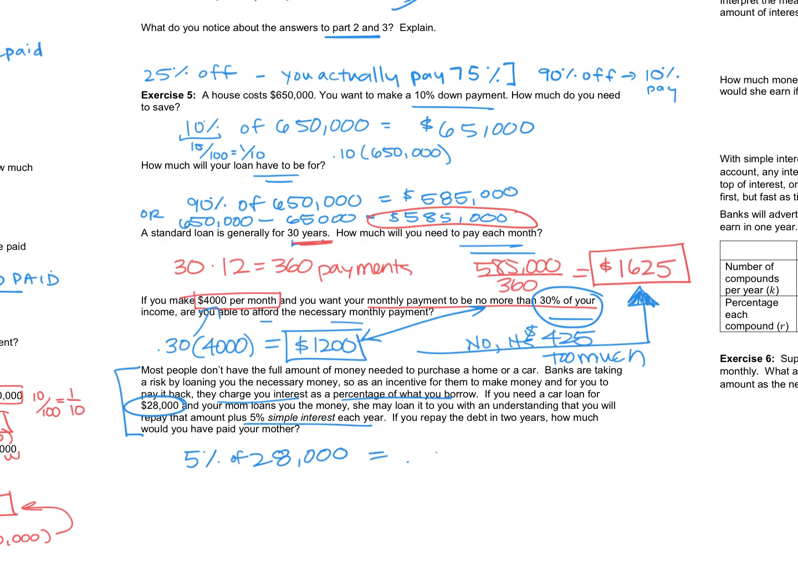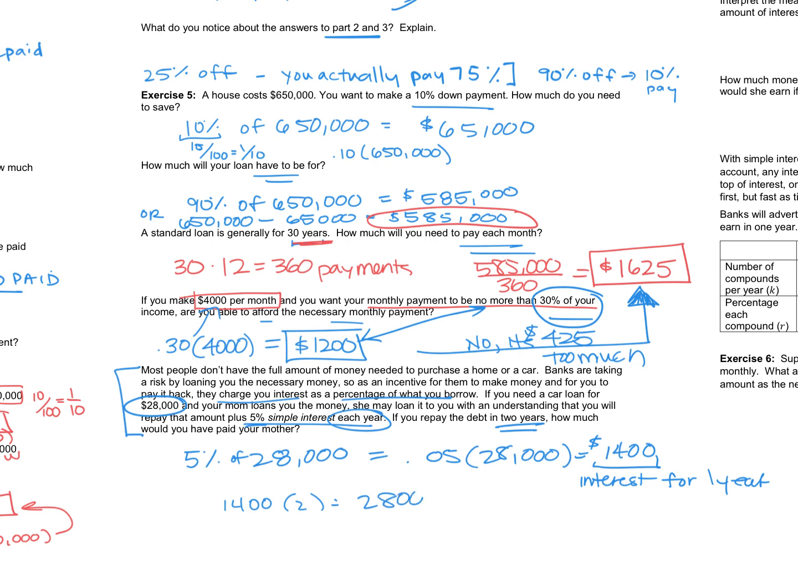And so if you enter 0.05 times 28,000, you're going to get $1,400. And so that is the interest. It says each year it's 5%. So that's the interest for 1 year. So if we want to pay off the debt in 2 years, we're going to have to do that amount, $1,400 times 2, which will be $2,800 in interest.